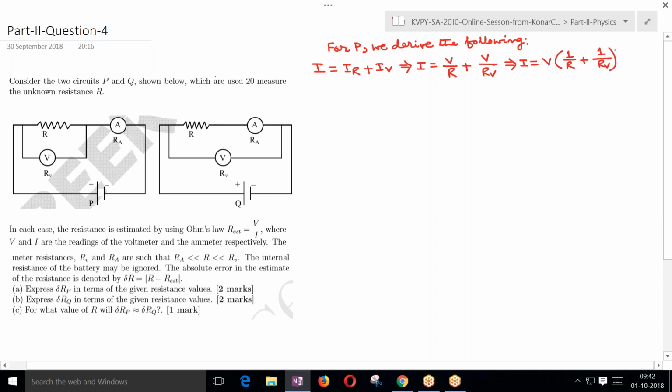It needs a good amount of mathematical calculation, so my humble suggestion to the students: if anyone has any difficulty at any point, please do not hesitate to let me know. So from here we get 1 by R plus 1 by R_V is equal to I by V. From here we get 1 by R is equal to I by V minus 1 by R_V.